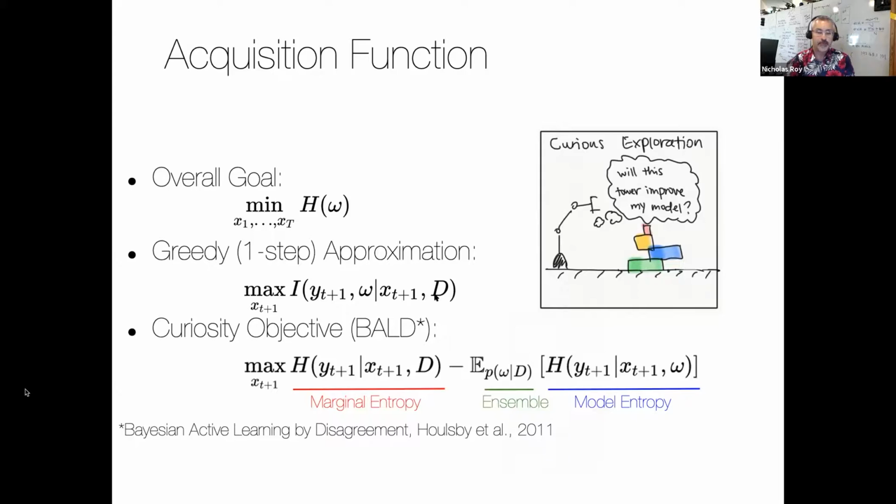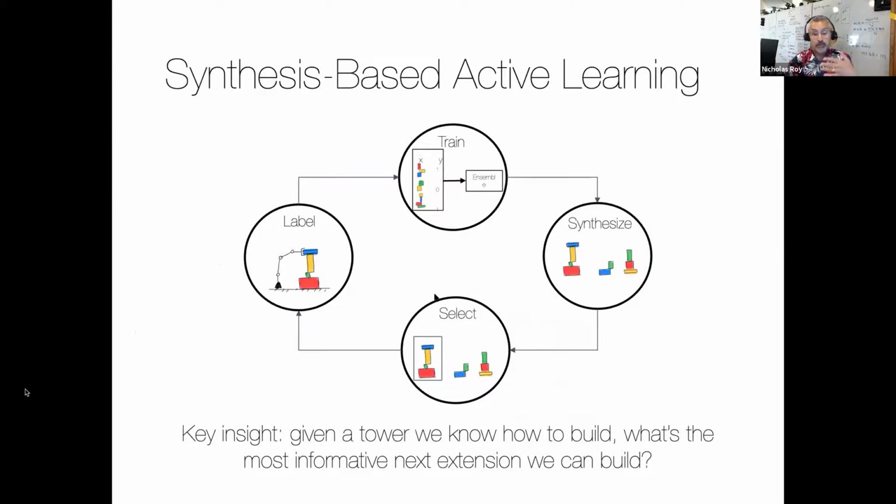And so the goal is, we're going to interact with the world. We're going to build different towers. We're going to synthesize particular configurations we might want to make, and we're going to pick the ones that are most informative in terms of reducing our uncertainty, in particular, reducing the disagreement between the ensemble of neural networks.